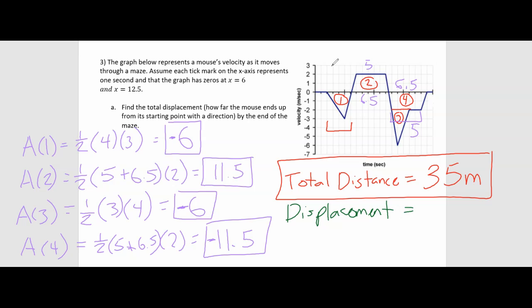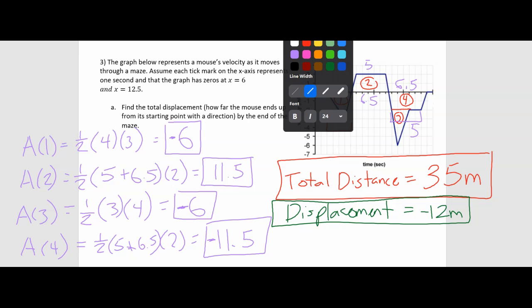very, very closely related. Displacement would just be when we add these up given the signs we found for them. So again, because displacement needs a positive versus negative sign, whereas distance is always positive, we're going to factor in the negatives for displacement. So if we add all these up, we get negative 12 meters for displacement. And that just means the mouse ended up 12 meters in the negative direction from where it started.